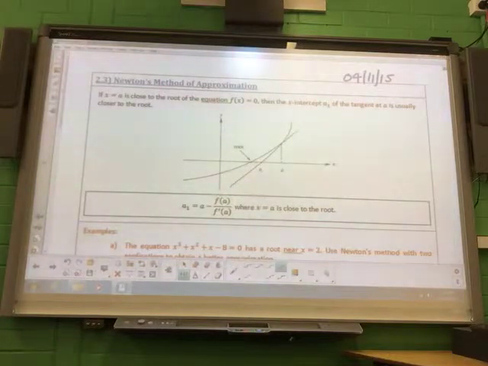Okay, Newton's method of approximations. Newton's going to come up a few times in this course in terms of concepts that he proved, and you're going to have the result to work on. That'll come more in the calculus section, yes.